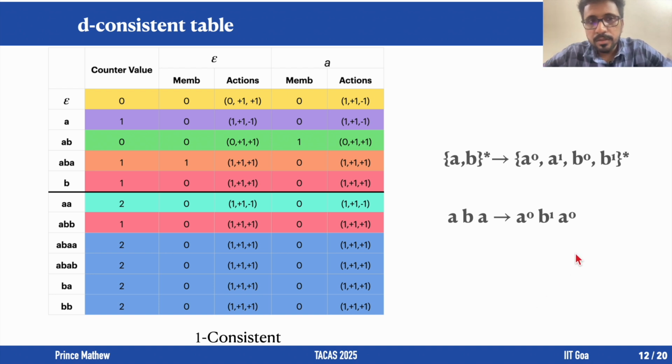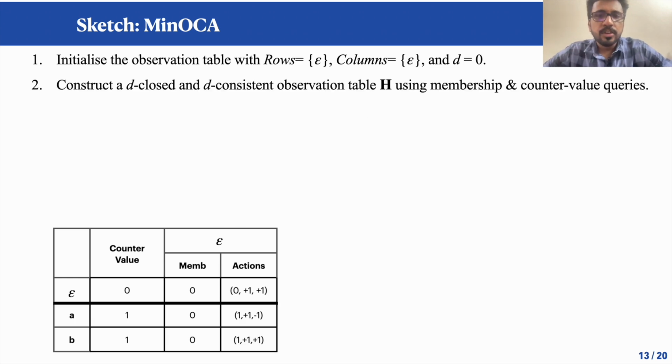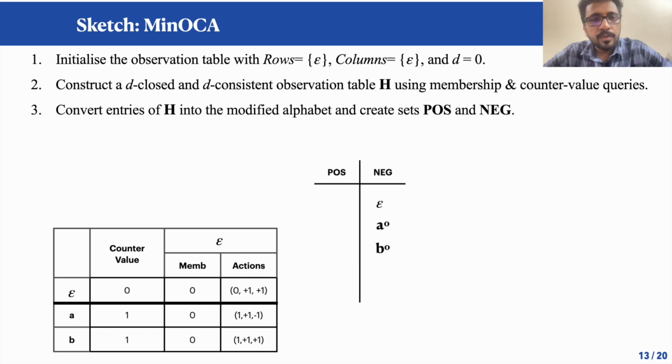So we will see how the learning algorithm proceeds. Initially you have an observation table with just rows equal to epsilon and columns equal to epsilon, and D equal to 0. You will construct a D-closed, D-consistent observation table using membership and counter value queries. So this table is D-closed and D-consistent. Once you have a D-closed and D-consistent observation table, we will convert the entries of this table into the modified alphabet.